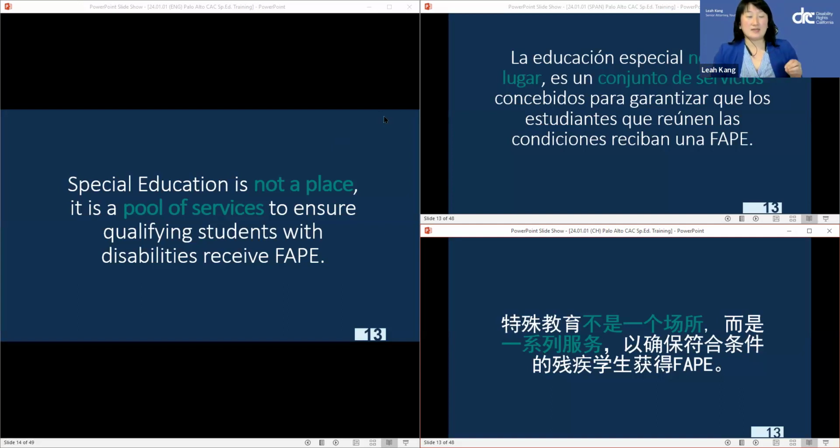And what that means is, special education is not a place. It doesn't mean your student is now assigned to a specific special education class. What it actually means is it's a pool of services. What's the list of things that the school and parent are going to do together to make sure that a qualifying student can receive a free and appropriate public education?